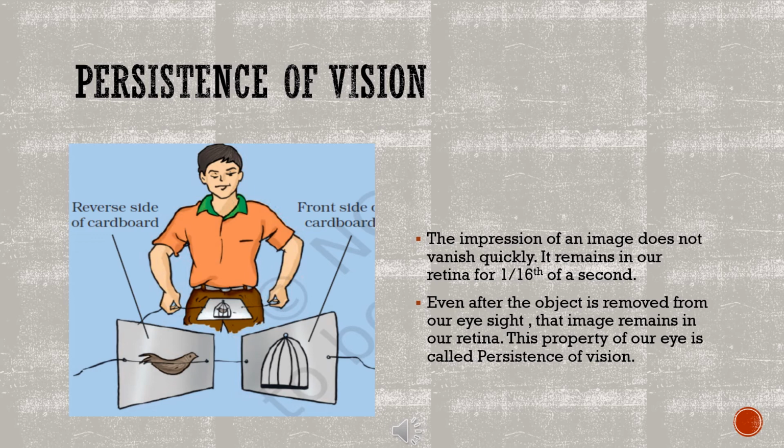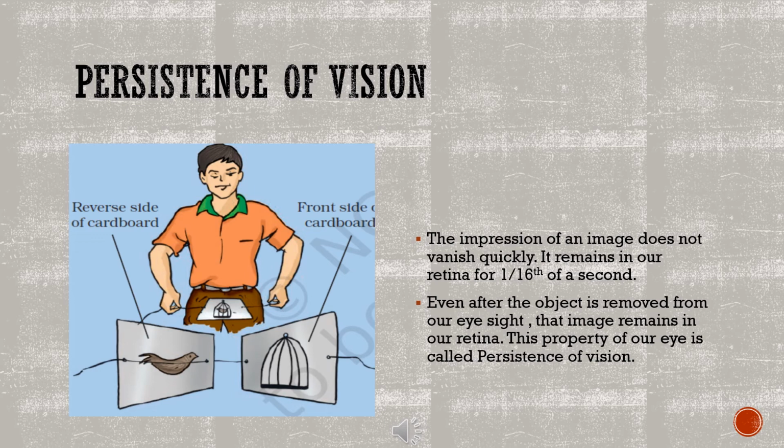Rotate that string at very high speed, so that it makes more than 16 rotations in 1 second. At that speed, you feel as if the bird is sitting inside the cage. You will see a picture as if the bird is sitting inside a cage. This is called persistence of vision.